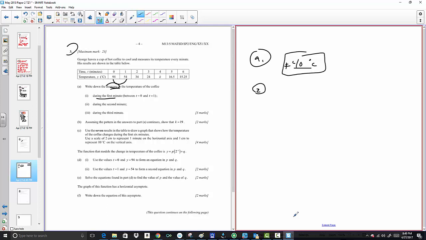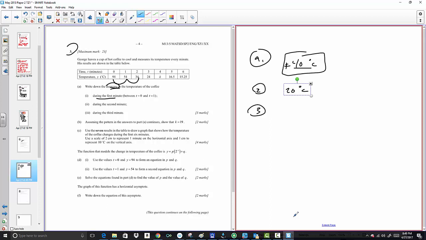You don't know exactly what they're looking for, and we'll have to check the answer key. And obviously, you don't get the benefit of doing that on a real test. So let's kind of get a consistency for what they're doing. So I'm going to leave them as positive, and then we'll double check that. During the second minute, we're going to drop from 54 to 34, so that's obviously a drop of 20 degrees Celsius. And we'll keep going.